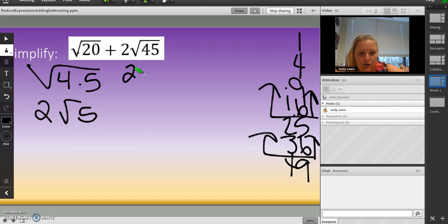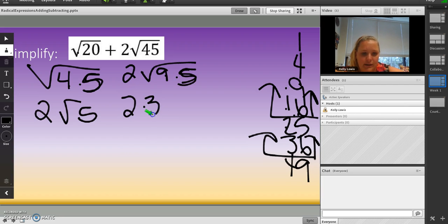2 times... all right, 45. 45 divided by 36, decimal. 45 divided by 25, decimal. 45 divided by 16, decimal. 45 divided by 9 works. We're happy because this is a 5 and that's a 5. So 2 times square root of 9 is 3.